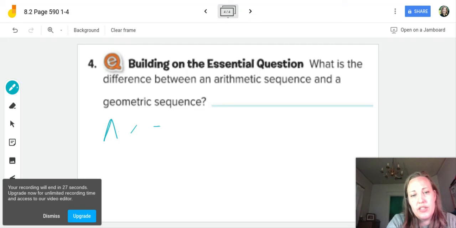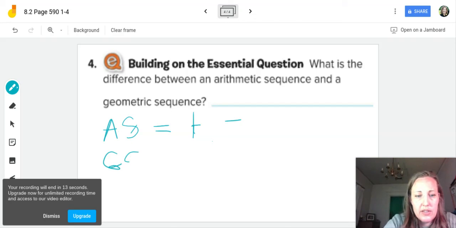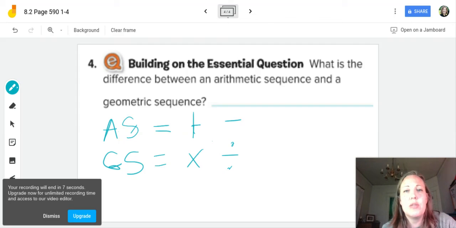Has to do with addition. And I'm going to say subtraction. Some people will disagree with me because subtraction is really adding the opposite, it can be. Okay, but geometric sequence, we're going to say has to do with multiplying, and I'm going to say division, and again, some will disagree because multiplying by the reciprocal is the same.